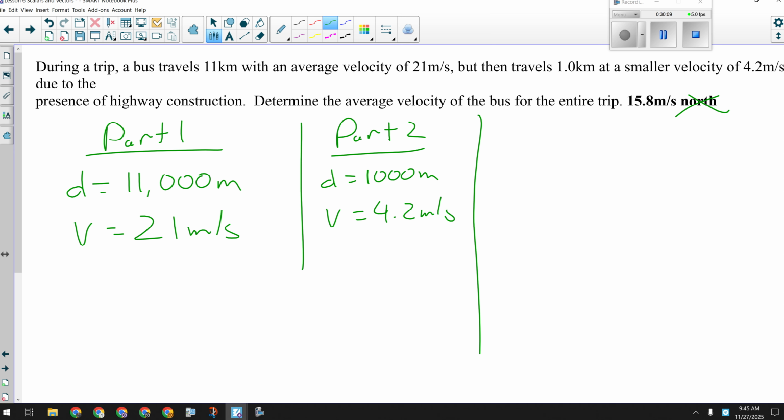Okay, this is just calculating a speed. So there's a few things wrong with this question. All right, totals. Total distance traveled, 11,000 plus 1,000 is 12,000 meters. Okay, now, I still need the total time. How do I get it?